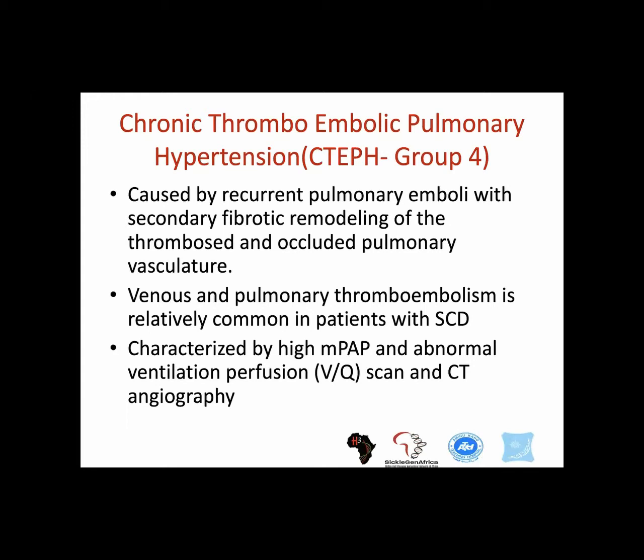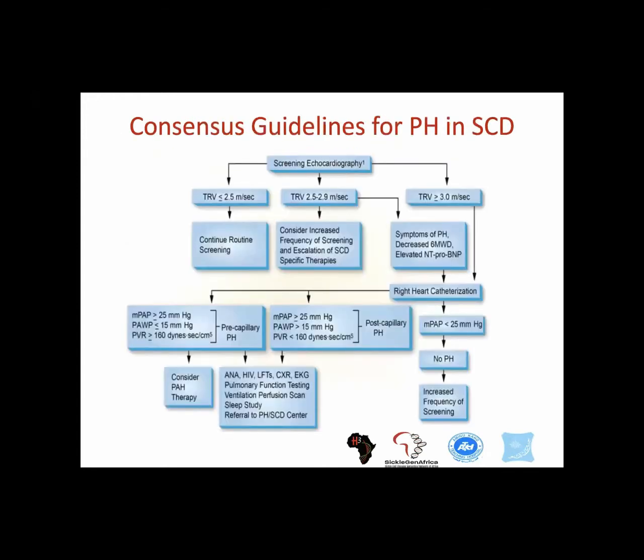classify them. Now, because of its importance, quite a number of guidelines have given how to manage patients with pulmonary hypertension and sickle cell disease. This flow chart, or diagram, I'm showing is a consensus guideline by about 4 different societies that shows how to screen patients for pulmonary hypertension in sickle cell disease. And the starting point, of course, is echocardiogram.